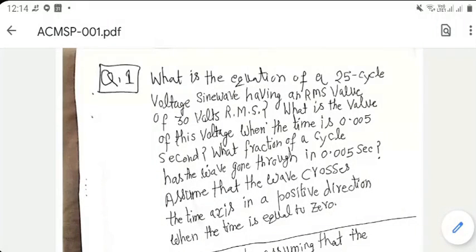First of all, the RMS value is given as 30 volt. So peak value will be 30 multiplied by square root of 2. Simple enough, right? It's a 25 cycle signal. So omega will be 2 pi multiplied by 25 radian per second. That much is clear, right? Let me show you the solution.